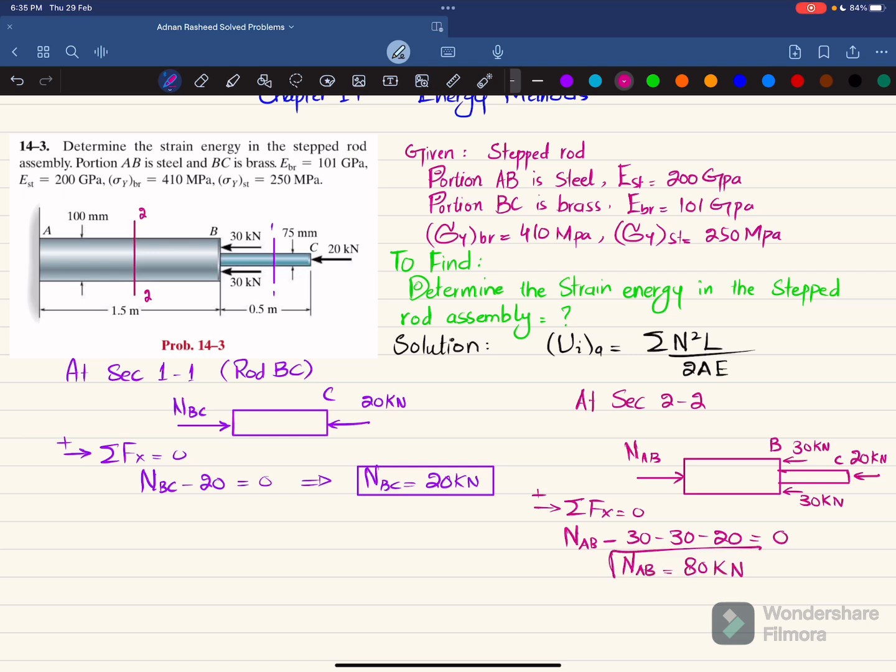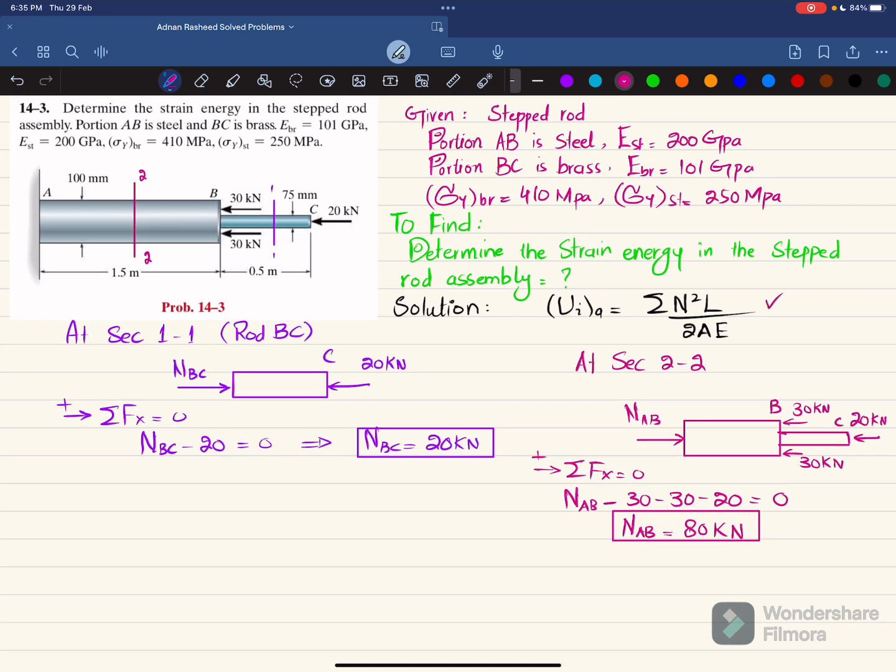Now you have both normal or axial forces in rods AB and BC. So we will use this equation. Strain energy due to axial loading is equal to the sum of, for rod AB, NAB square into length AB divided by 2 times area of AB into E. AB is made up of steel, so E of steel, plus for rod BC, NBC square into length of BC divided by 2 times area of BC into E, and BC is made up of brass. Clear? It is given ahead, this is made up of brass.